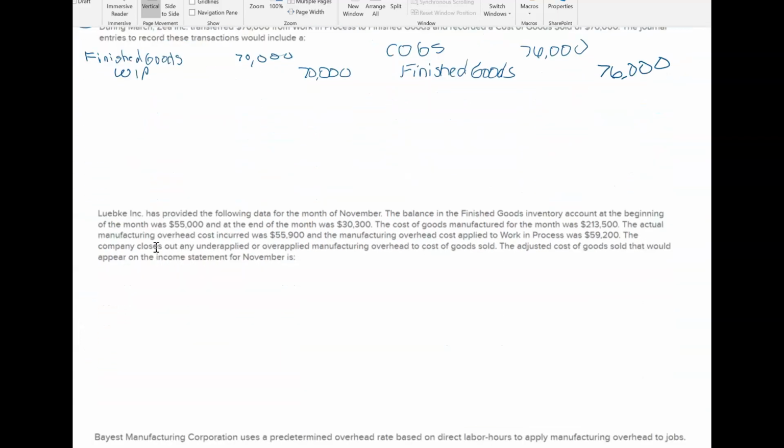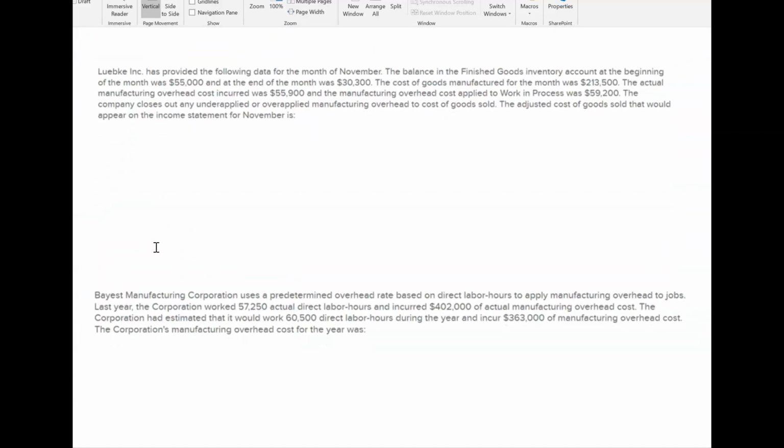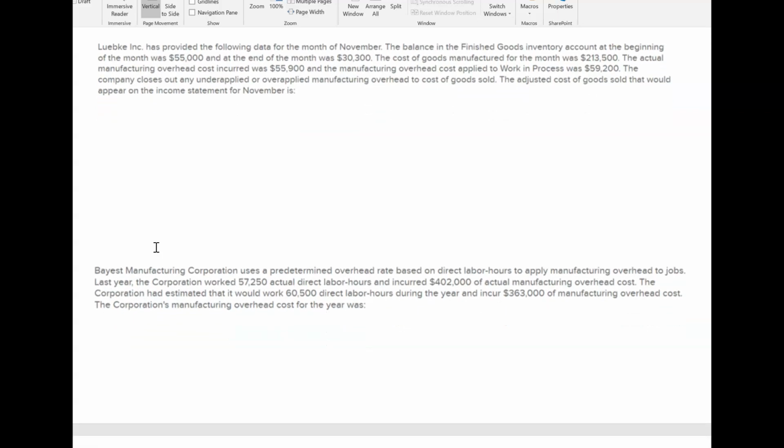Okay, number 5. Number 5 is also from chapter 3, and we are looking for the adjusted cost of goods sold. So what we're going to have to do is figure out what the cost of goods sold is.